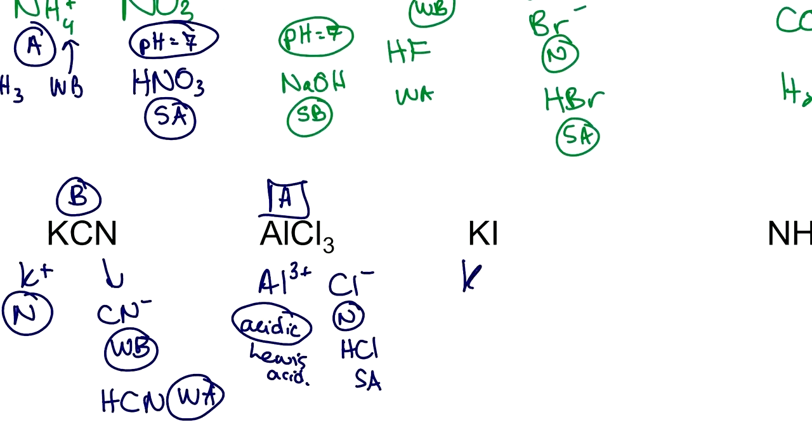KI. So we get K plus, I plus, or sorry, I minus. K plus is what? Neutral, yep, because it's group 1A. I minus is neutral because HI is an acid, but it's what kind of acid? Strong acid, so that makes I minus a nothing, a neutral salt. So KI, you put that in water. What's the water going to do? Acidic, basic, or neutral? What do we think? Anyone. It's going to be neutral, thank you.